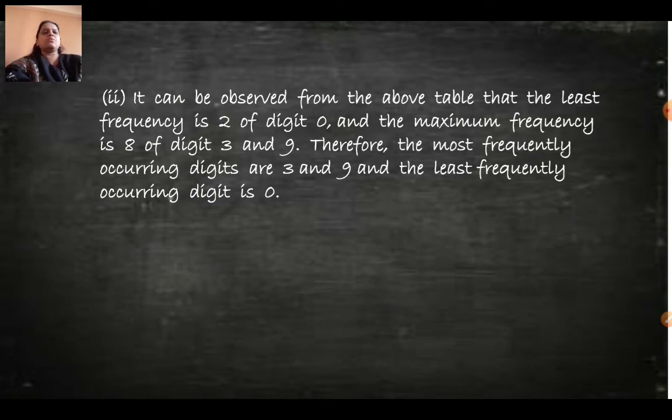Yes, it can be observed from the above table that the least frequency is 2, of digit 0. That means the number 0 occurs only 2 times in that data, and the maximum frequency is 8, of 3 and 9. That means digits 3 and 9 occur 8 times, which is the maximum. So the most frequently occurring digits are 3 and 9, and the least frequently occurring digit is 0. So this is the second part of your question.